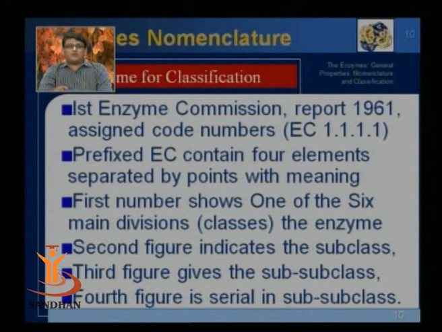The first number is for the class, the second is for the subclass it belongs to. The third figure gives the second part of that subclass, and the fourth figure is the serial number within the subclass. That way we move towards precision. EC denotes Enzyme Commission, then the class, subclass, sub-subclass, and lastly the serial number, the final reaction which is going on. In this pattern we give the systematic name to each and every type of enzyme. From the number we can also understand which type of enzyme we are talking about.